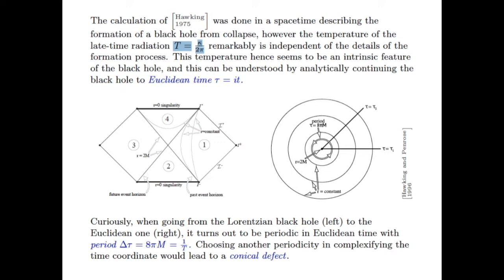You can understand this by doing this analytical continuation to Euclidean time, where essentially you define a time coordinate tau, which is i, the imaginary unit, times t. And you're going to do that on the exercise sheet for next week for our BTZ black hole, which is very simple. In general, what happens also for the Schwarzschild black hole is that you go from this kind of conformal diagram in the Lorentzian case to this kind of diagram in the Euclidean case.